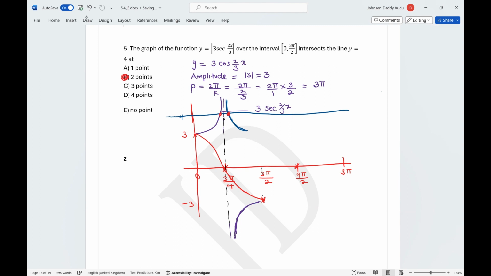Okay. So what did we do? First of all, you sketch this one. This is the helper graph, which is 3 cosine 2 over 3x. And then you have your sec graph. Your sec graph is 2 pieces. This is 1 piece, and this is the second piece. But now, because of the absolute value, you have to reflect this piece that is below the x-axis across the x-axis. So it's going to be from minus infinity to minus 3, and from 3 going to infinity.